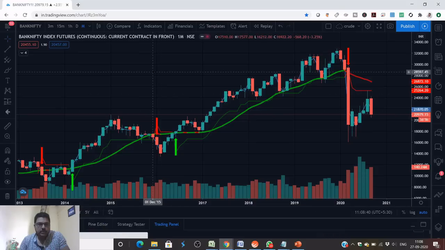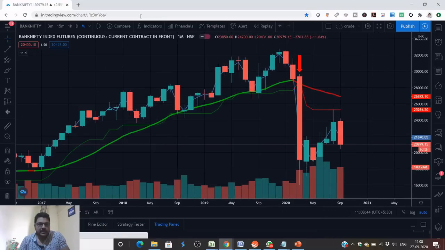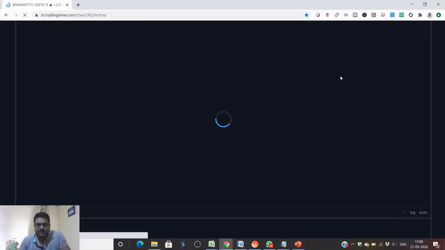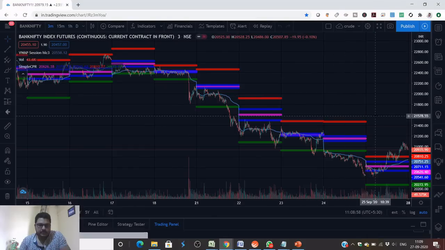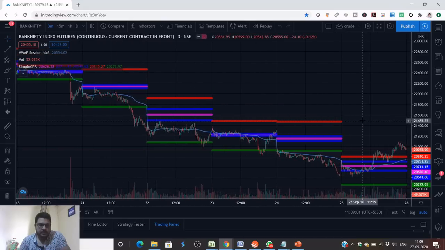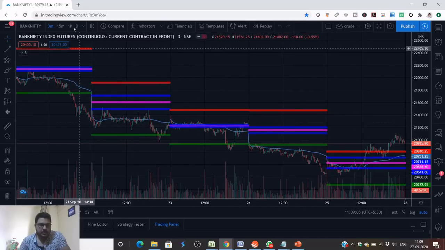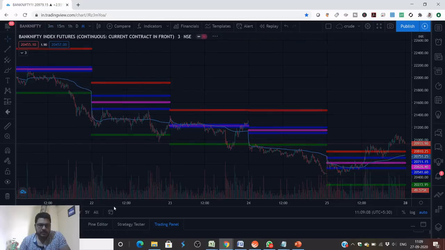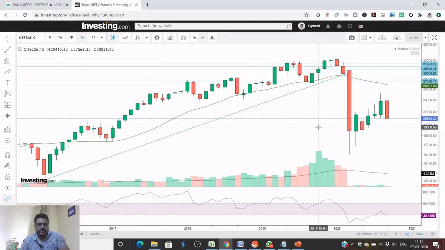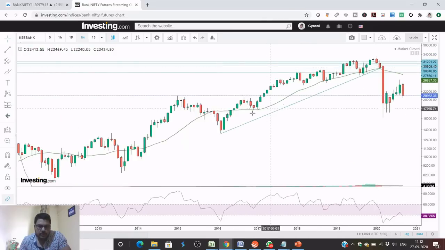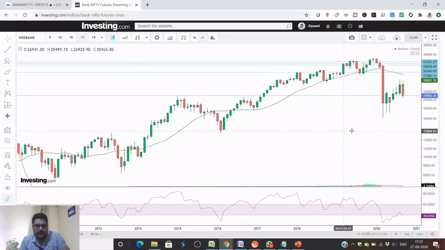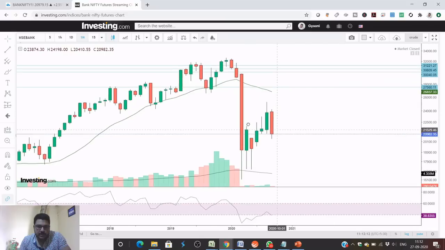I'm going to take you to the Bank Nifty chart on a monthly time frame. I'm going to refresh this. Okay, as you can see, now we are on the Bank Nifty chart on a monthly time frame. This is a trend line which it has broken in the past. So what we are going to do now is just remove this trend line and let's see what the market has to say on a monthly time frame.